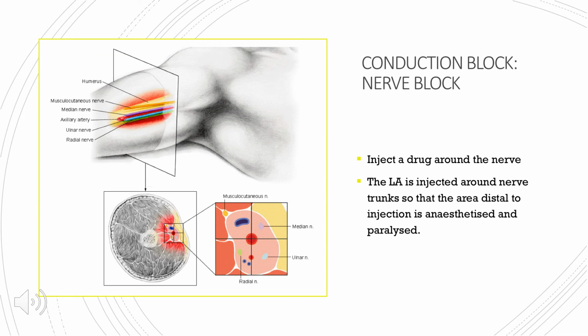The first type of regional anesthetic is conduction block. Here we will inject the local anesthetic at a nerve. Basically, all the nerves are grouped as a trunk. So in the conduction block we give the local anesthetic to a trunk, so that whatever nerves are supplied by that particular trunk will have the anesthetized effect for a period of time.